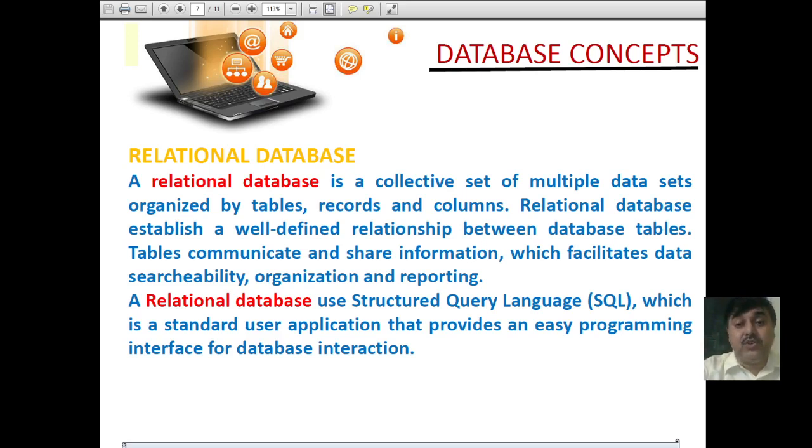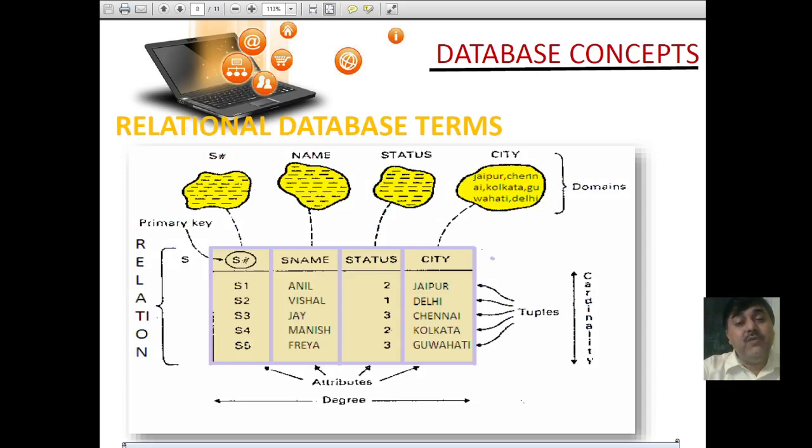In Access itself I will show you the SQL, which is a standard application for this particular purpose of interacting. So when we are talking about it, you see here this is the table that we have. In this table, you see those are the tuples. That means each row is said to be a tuple. And S hash is said to be the primary key. Primary key means a unique key which cannot be duplicated, like your Aadhaar card number. This is also a primary key. So S hash means S number.